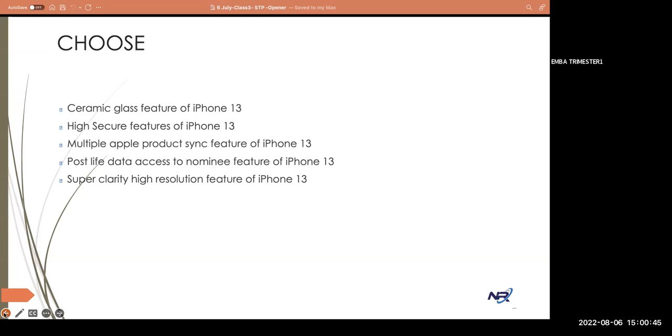So I want you all to attempt this. Take one feature and give me a positioning statement. What's the time? 3 o'clock, perfect, on the clock. We'll meet in 15 minutes. Okay. So let's pause.